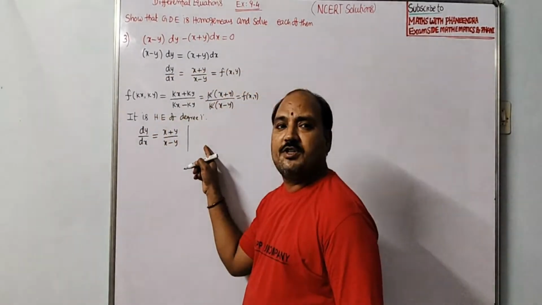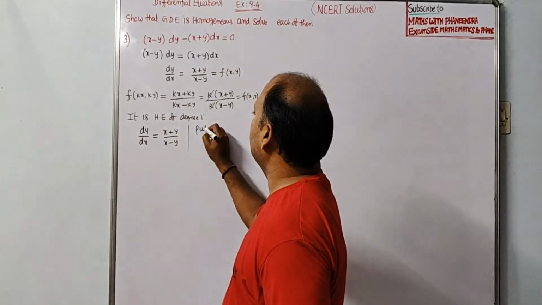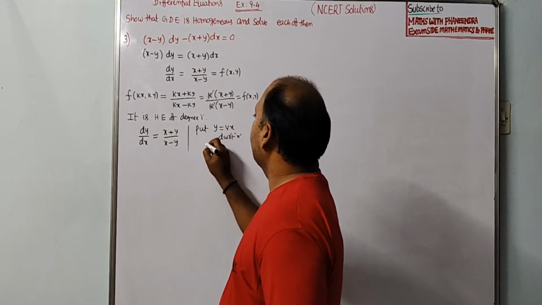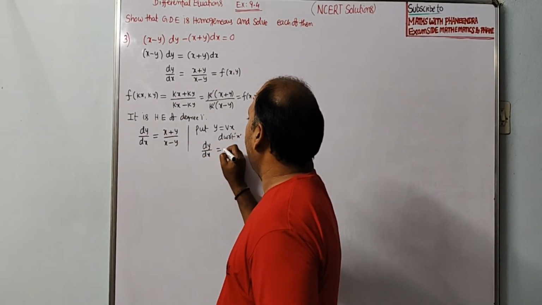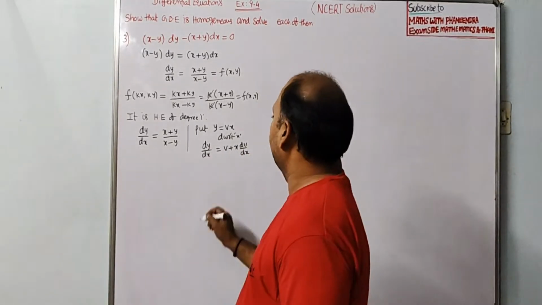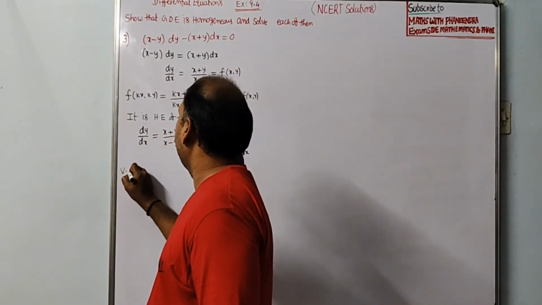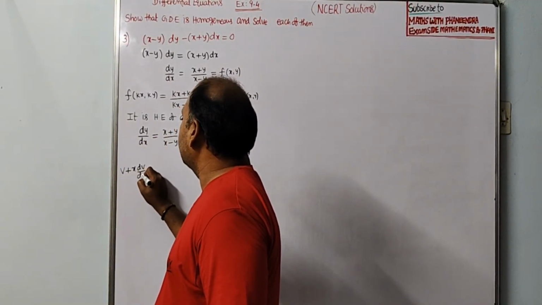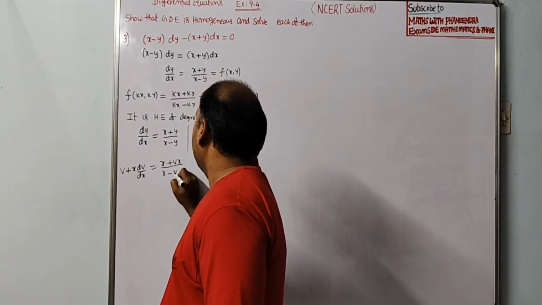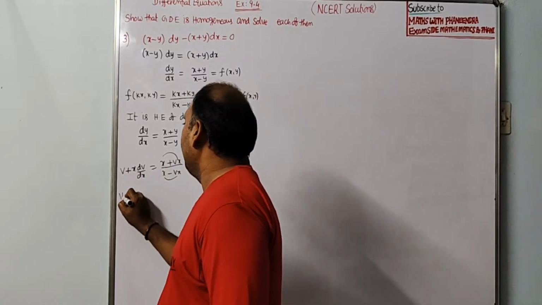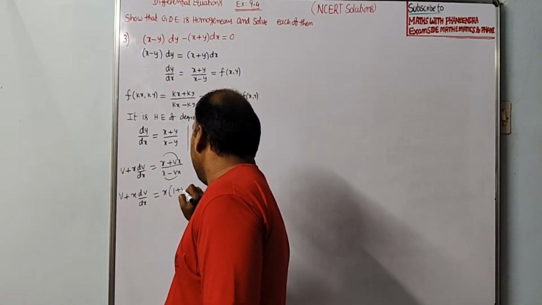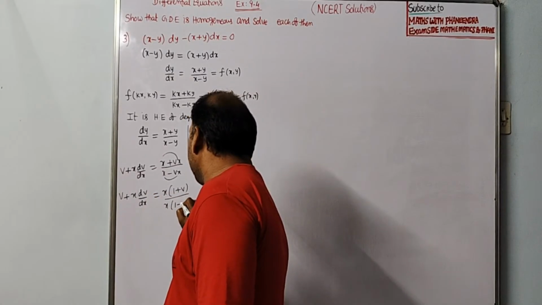To solve these equations, we need to put y is equal to vx. Differentiate with respect to x. dy by dx equal to v plus x dv by dx. So now substitute in this: v plus x dv by dx is equal to x plus vx by x minus vx. Take x common and cancel. v plus x dv by dx is equal to 1 plus v by 1 minus v.